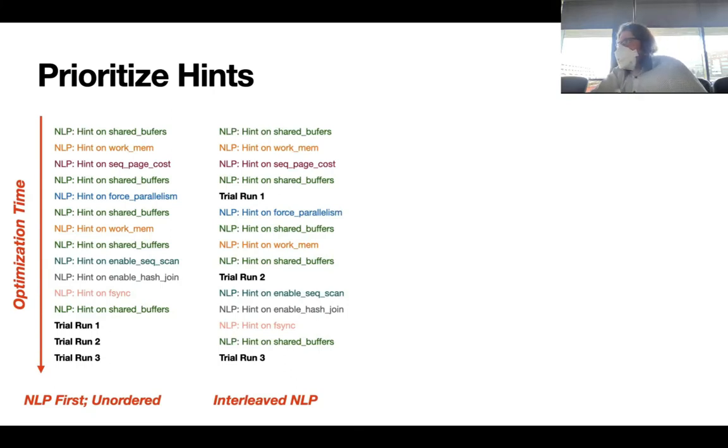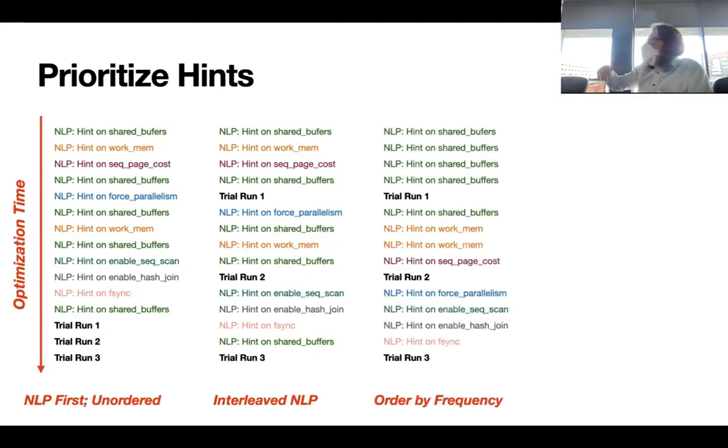A simple heuristic that doesn't work too badly is to prioritize hints about parameters that are frequently mentioned, because parameters that many people discuss on those online forums are probably the parameters with most impact on performance. So you could order those hints by the frequency at which the corresponding parameter is mentioned on the web.